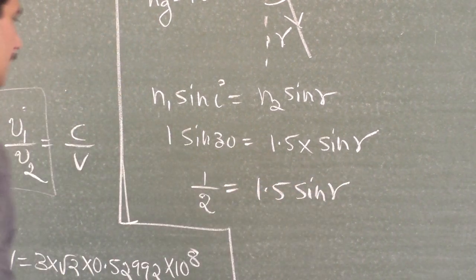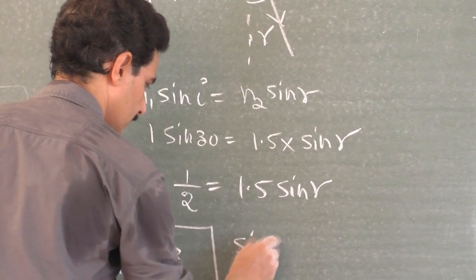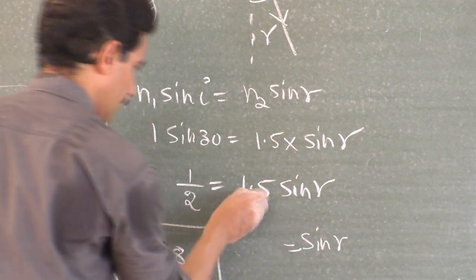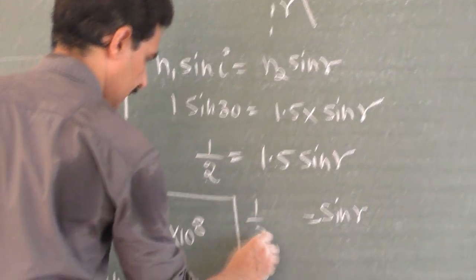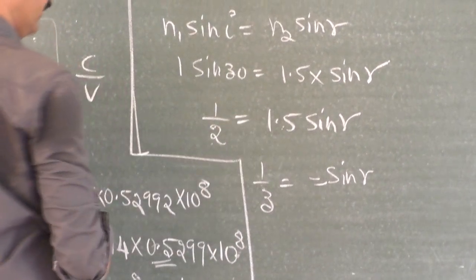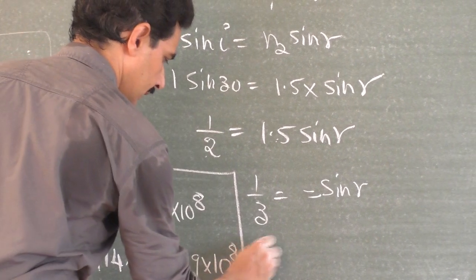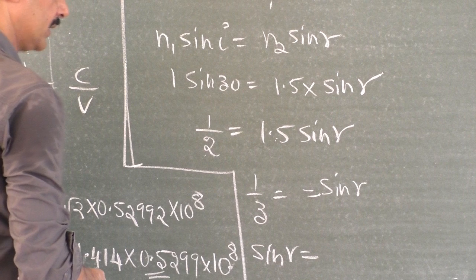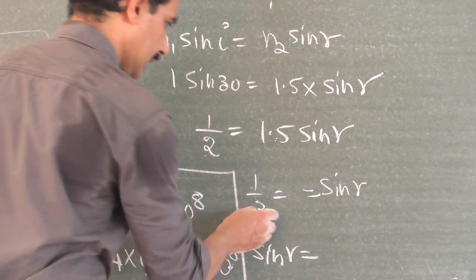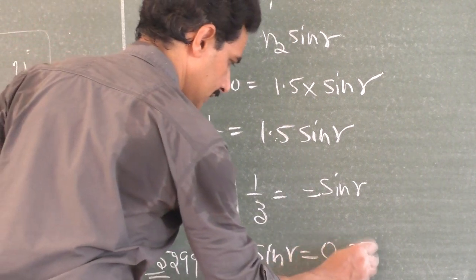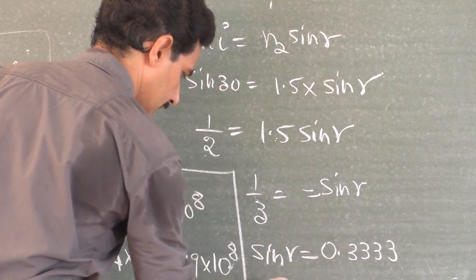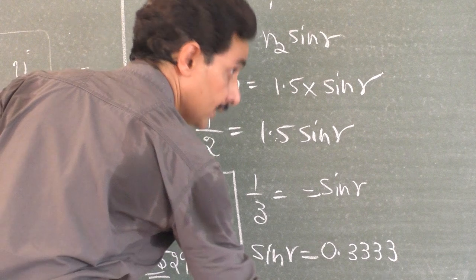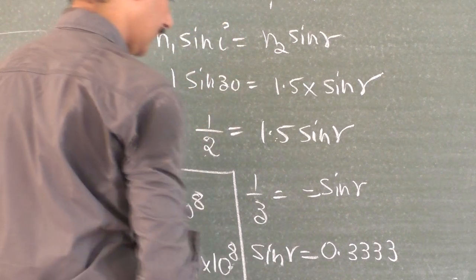So what is sine R? Sine R is equal to 1 by 2 into 1.5, that is 1 by 3. Sine R is equal to, we need the log table now. We want 0.333, right? Sine R is equal to 0.333. R is equal to sine inverse of 0.333. What is the answer? Answer is 19.5 degrees.